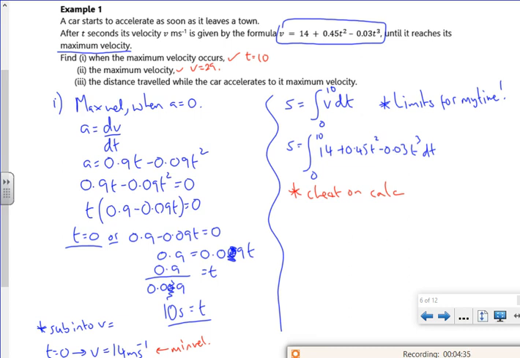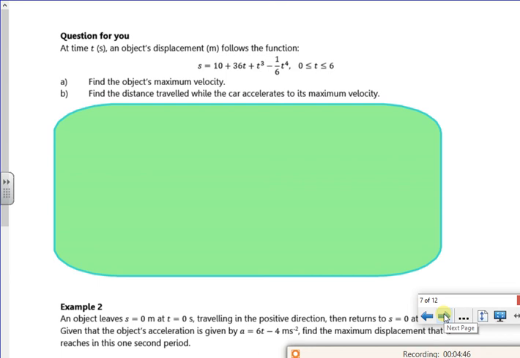Right, so I'm going to cheat and put it on my calculator, and it gives me a value of 215 metres. So that's the first one done. So, move on to the next one. So there's one for you, same idea.